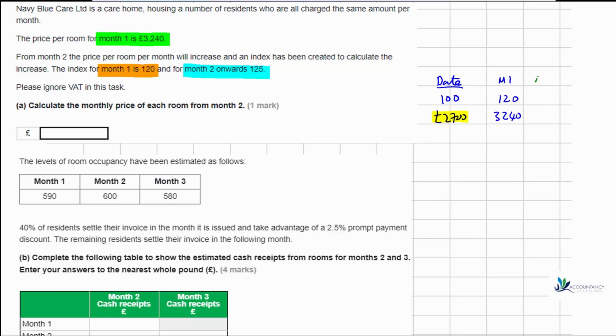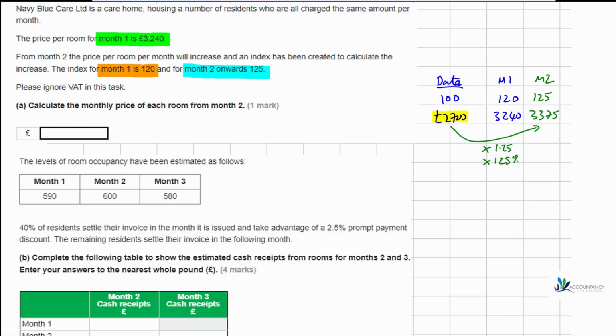So now when we get to month 2, we have an index of 125. So what we need to do is think about that original price when the index was 100, and we multiply by 1.25 or multiply by 125%, whichever you prefer. And so the 2,700 multiplied by 1.25 gives us a price of 3,375.